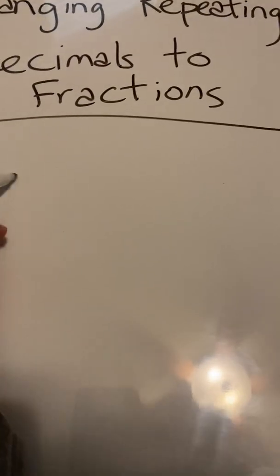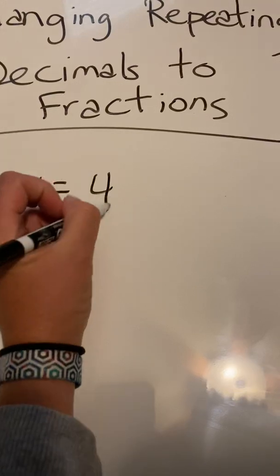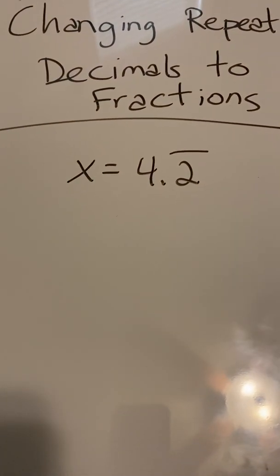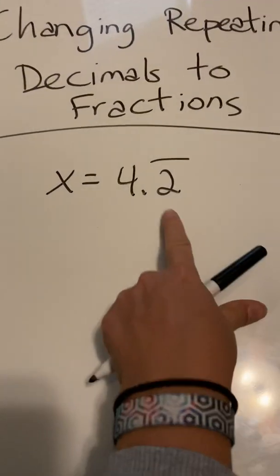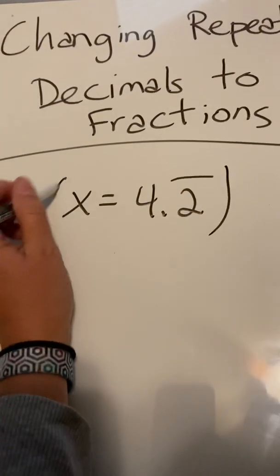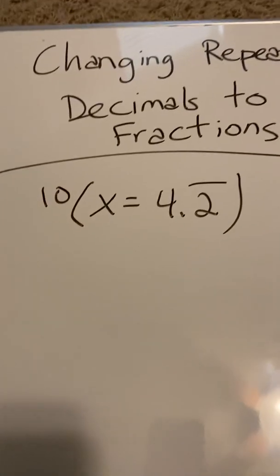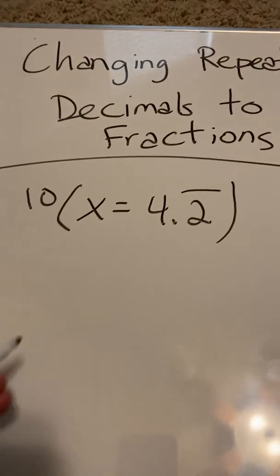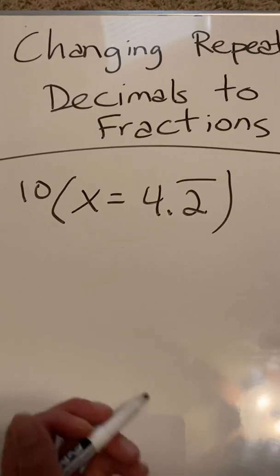Let's do this one. x equals 4.2 repeated. So again, when we're doing this, we want to see how many different digits are repeating here. It's just the 2. When it's one digit, we're going to multiply it by 10. You're always multiplying by 10, 100, 1,000. You're multiplying by powers of 10 because it moves the decimal without changing the number.